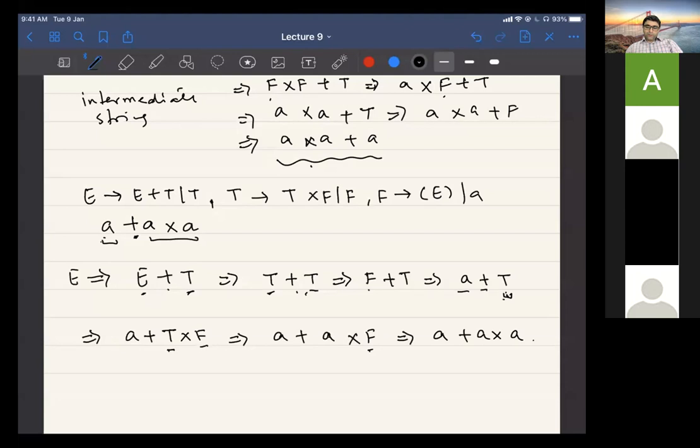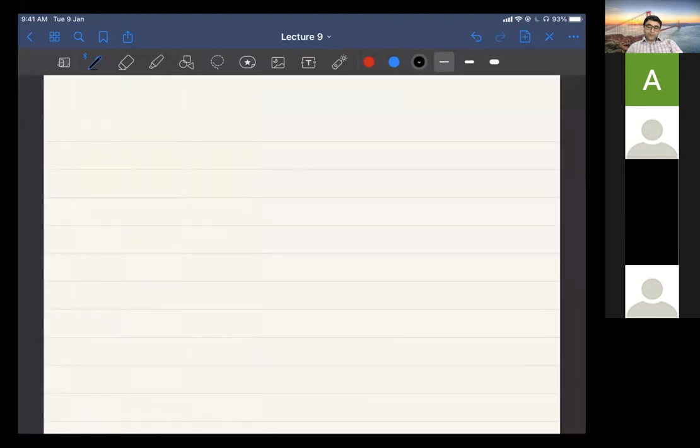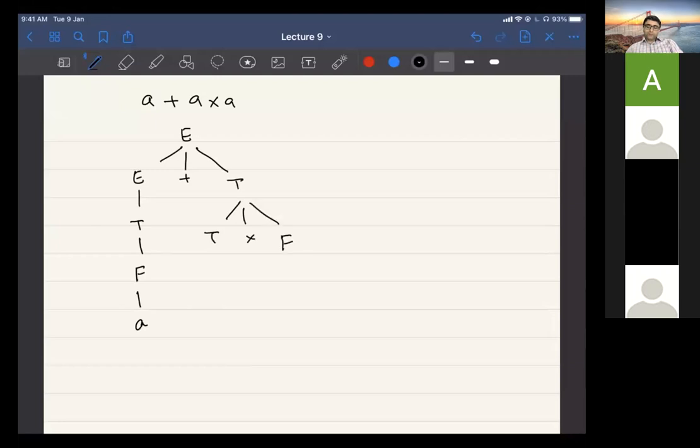which is easier if you look at it from the perspective of the parse tree. For example, for the parse tree of A plus A times A, we know it has to start with E. It has to have E, then we have plus, then we have T. This E has to be replaced by T. This has to be replaced by F. This has to be replaced by A. While this T has to be replaced by T times F, this is F, this is A, and this is A. So you can see that this is A plus A times A.